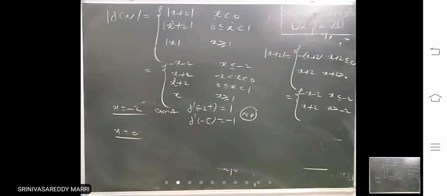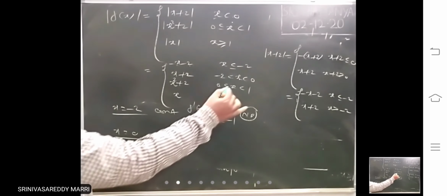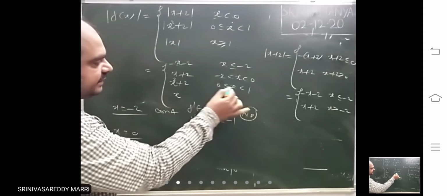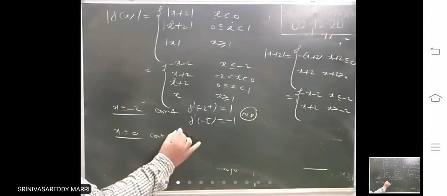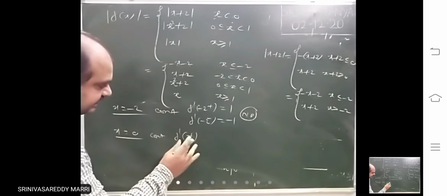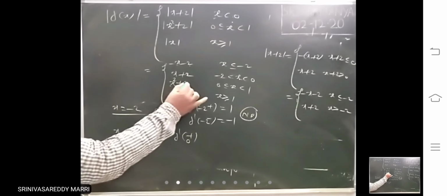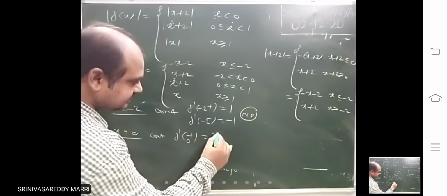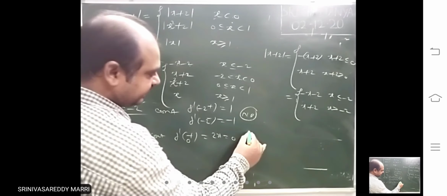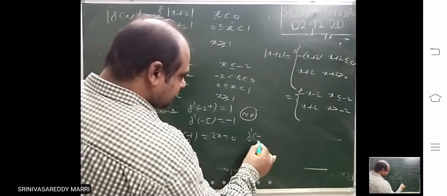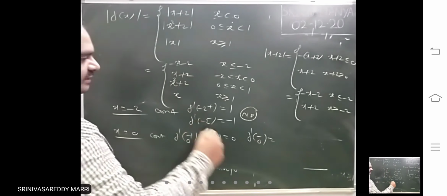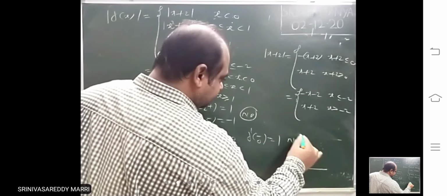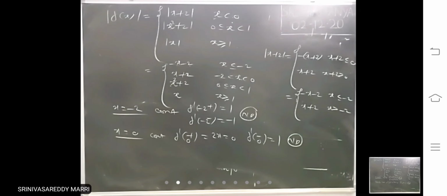Next, at x equal to 0, check the left limit 2, right limit 2, and f of 0 is 2. Continuous. f dash at 0 plus, the derivative is 2x, which is 0. f dash at 0 minus, this derivative is 1. Not differentiable. Next, at x equal to 1.